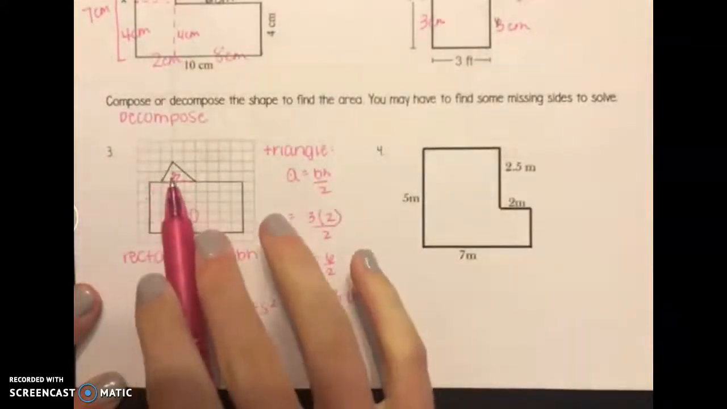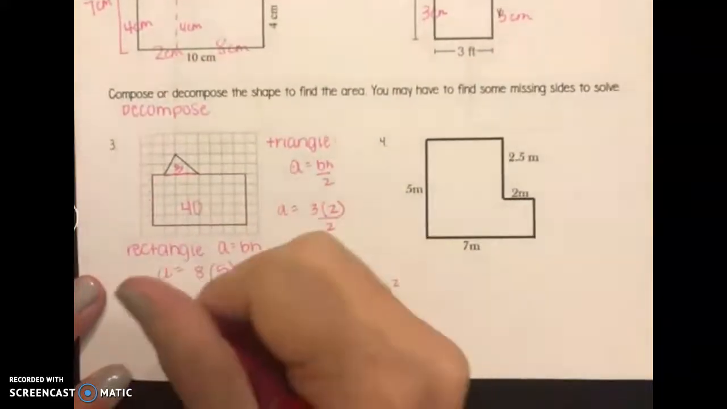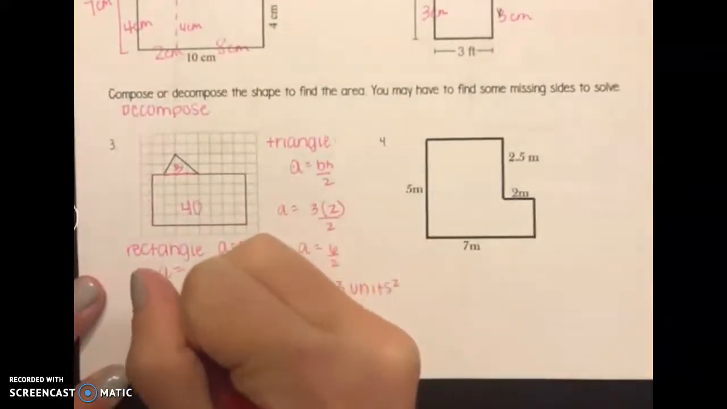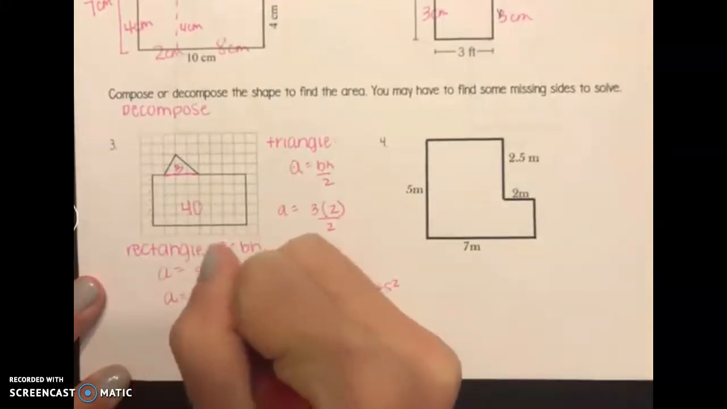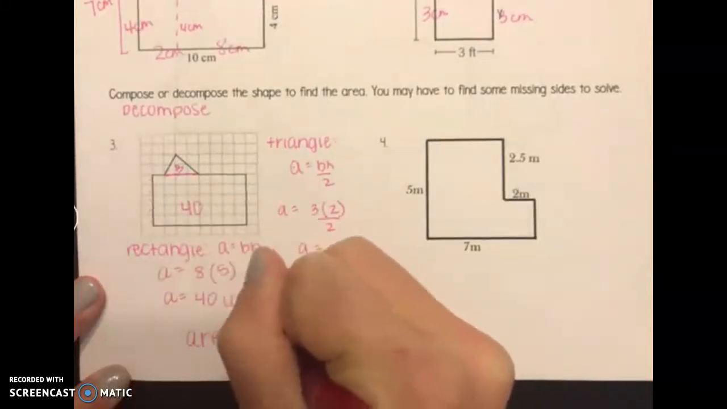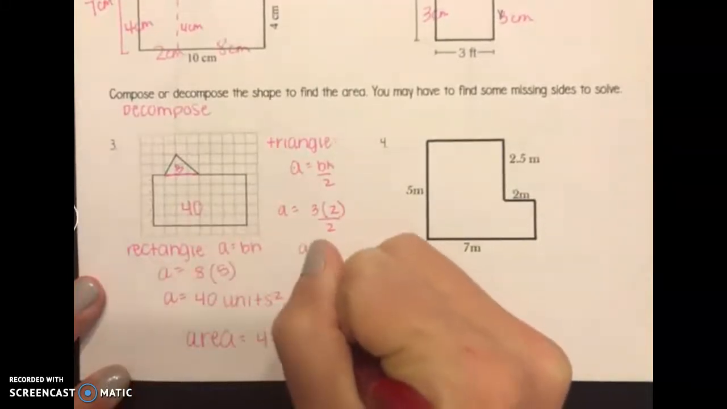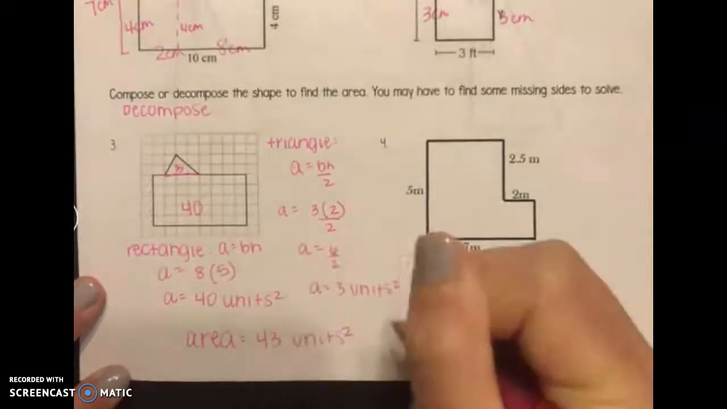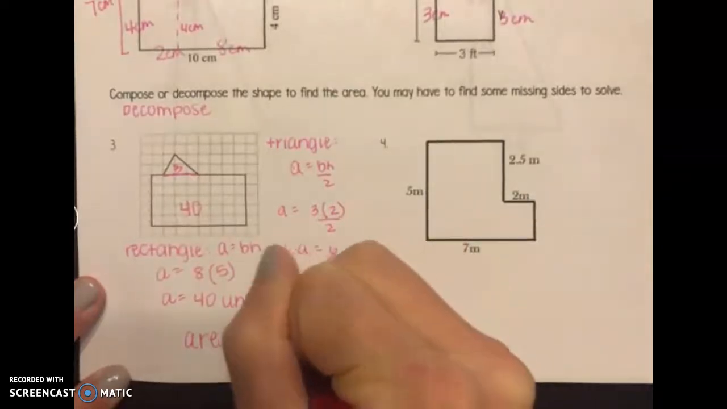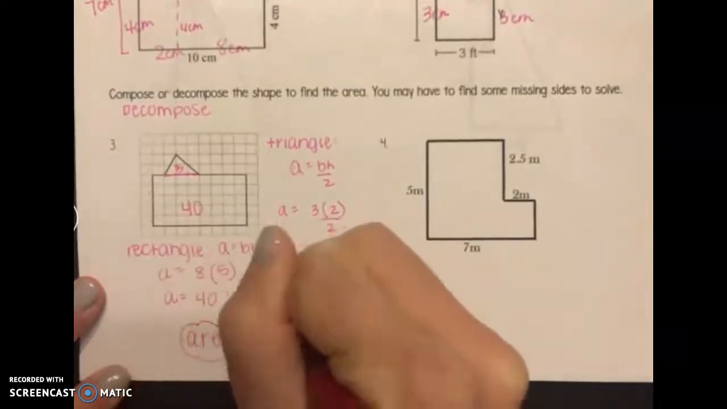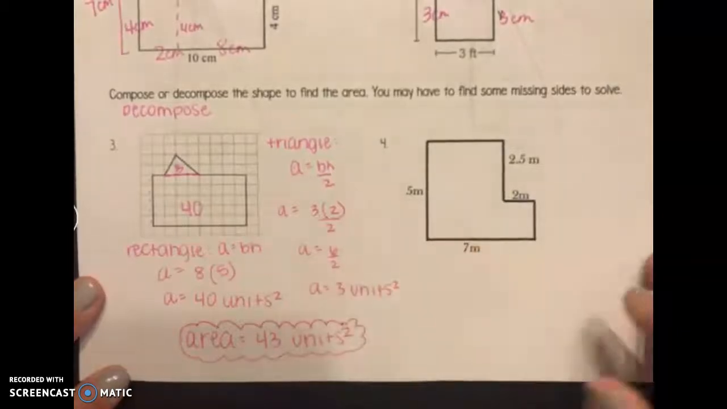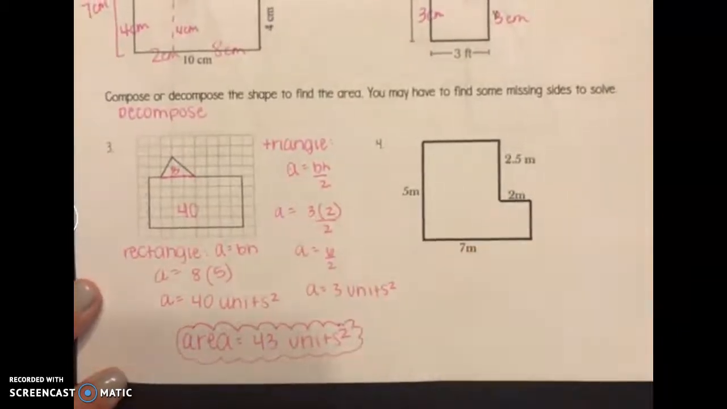Okay, so I have 3 units here, 40 units here, a total of, so my area equals 43 units squared. All right, so let's go ahead and do this next one.